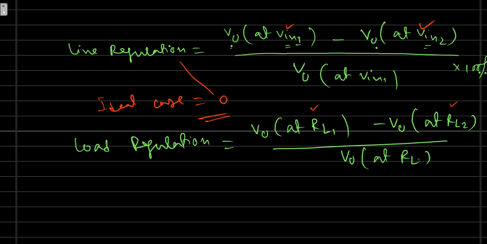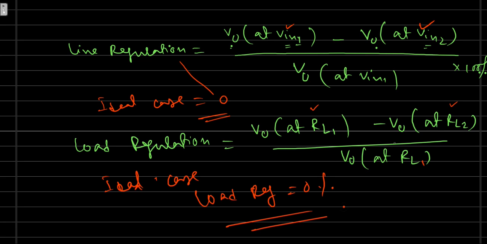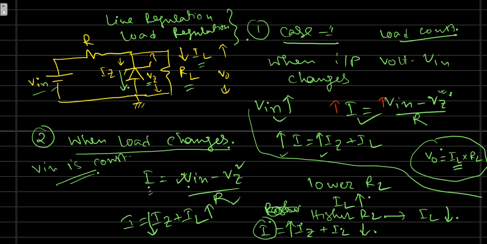So what is the variation in the output voltage? If your regulator is an ideal regulator, then there should not be any variation. When you are connecting different values of load resistance, the V naught will remain the same. So again, for the ideal case, load regulation will be 0%. But for practical cases, definitely it will have some finite value. It is not 0. So this is all about the Zener diode as a voltage regulator.